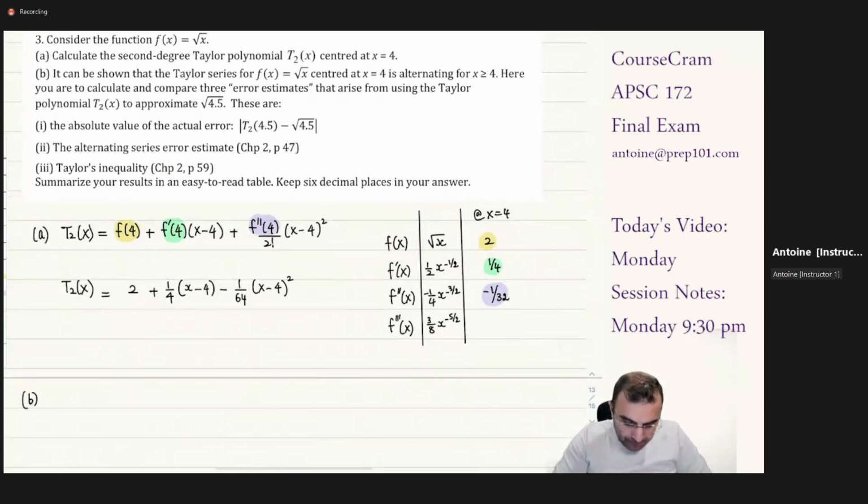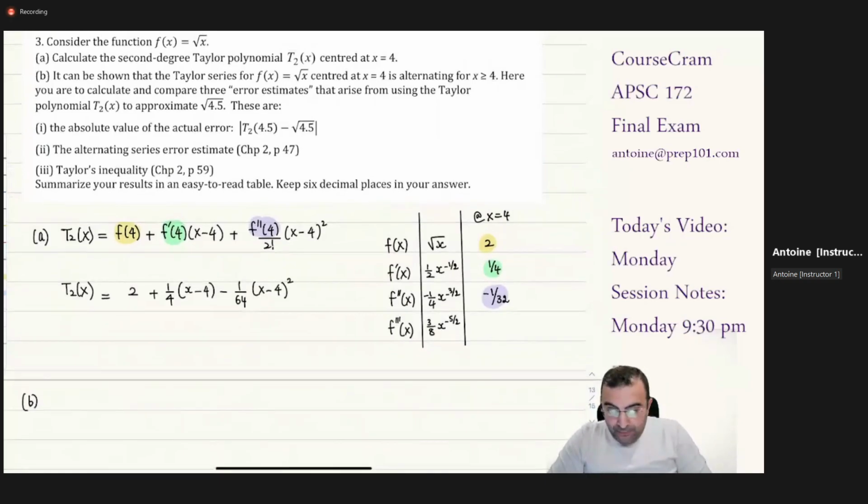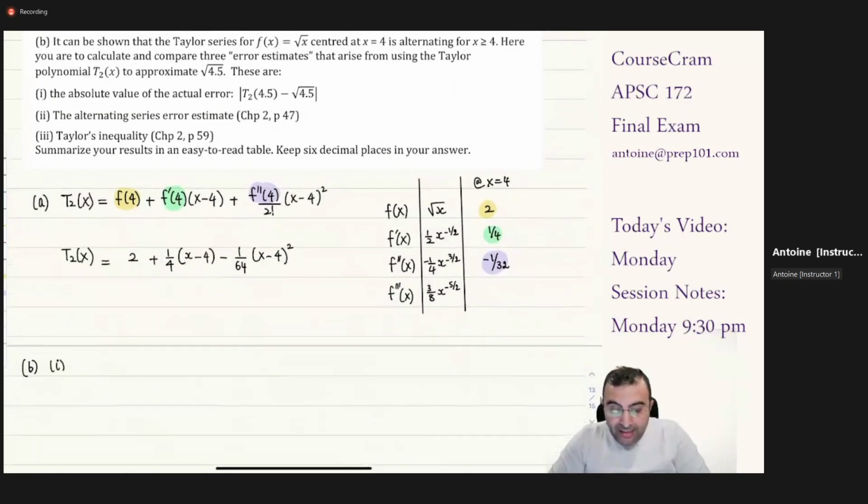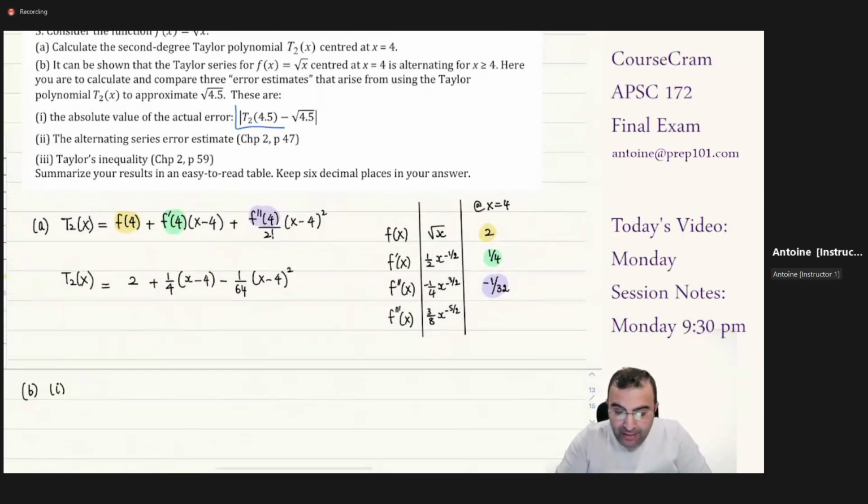Part B. It can be shown that the Taylor series is an alternating series for x bigger than or equal to 4. So they're telling us that it's an alternating series. Here you are to calculate and compare 3 error estimates that arise from using the Taylor polynomial to approximate root 4.5. So B1, they're asking us to find the absolute value of the actual error. So find T2 of 4.5 minus root of 4.5.